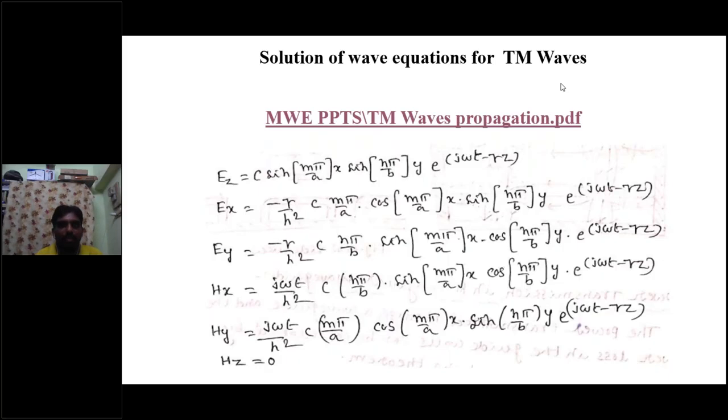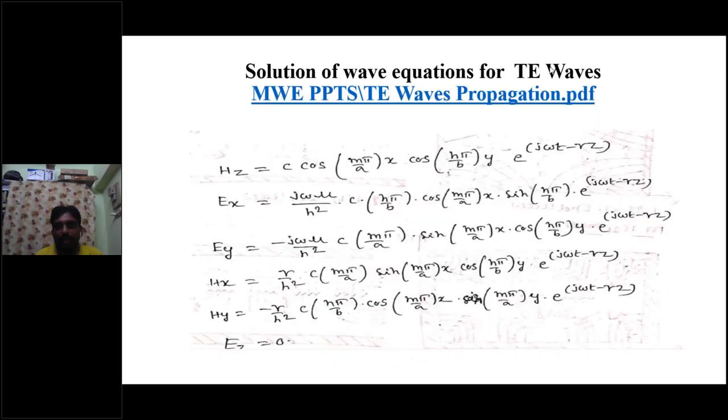And next we go similarly for TE waves. Again, TE waves means EZ is equal to 0 and HZ is different from 0. Again, you take all the field components, EX, EY, HX, HY. From this, we are calculating the magnetic field along the Z direction. But in the previous case, when you take the electric field, we got both sine components, sine m pi by a x, sine n pi by b y along the Z direction.